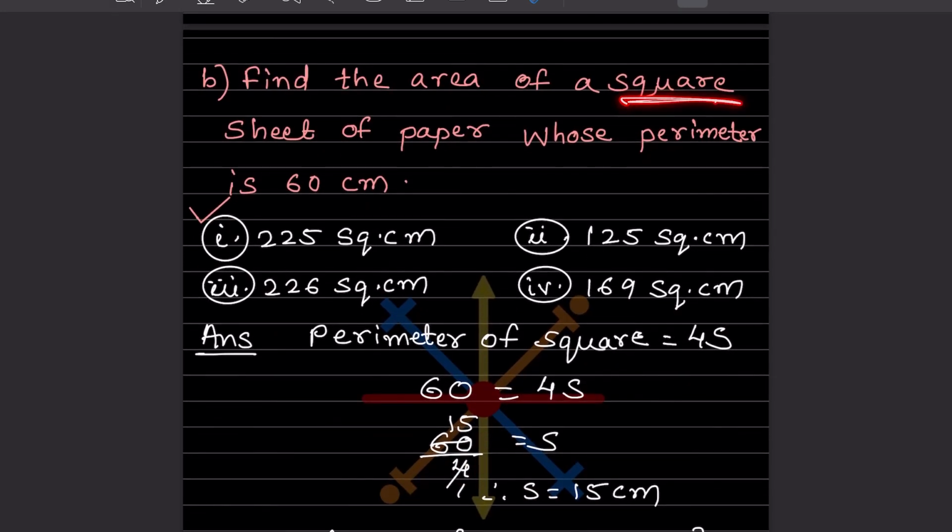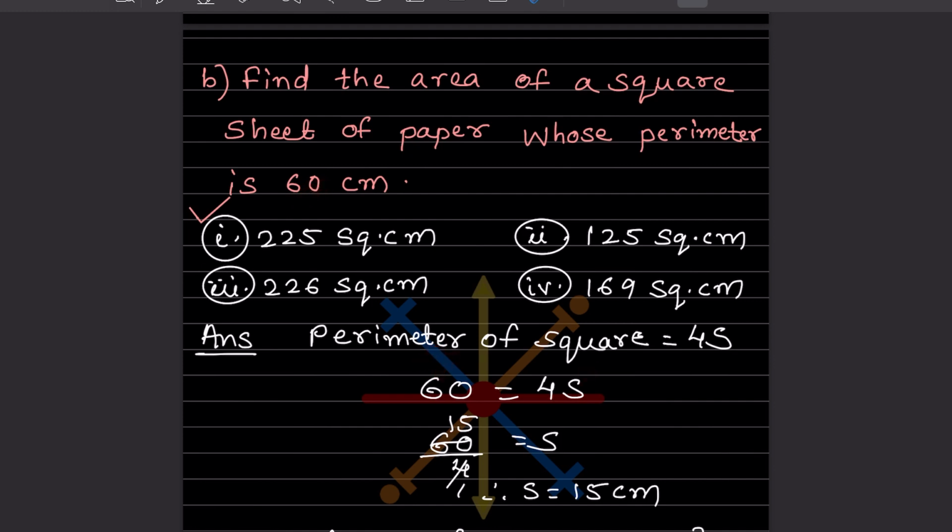Next one, find the area of a square sheet of paper, this is a square whose perimeter is 60. So what are you going to do here? They have said the square sheet of paper is there, and here you are given the perimeter. So you will start from the perimeter of square. The formula is 4 multiplied by s, that is 4s. It is given as 60, so below this one you will write 60, 4s.